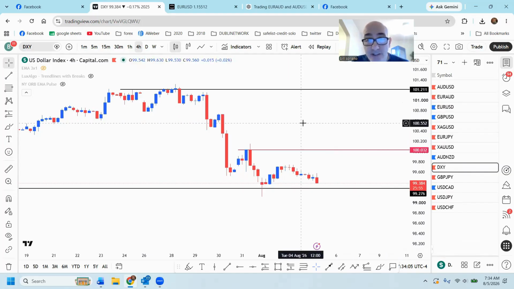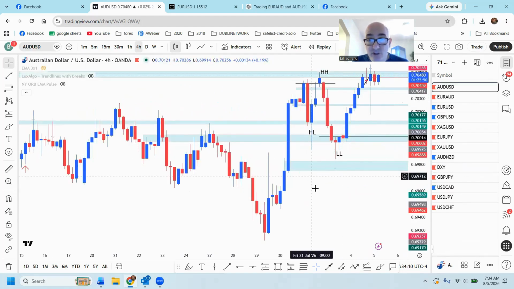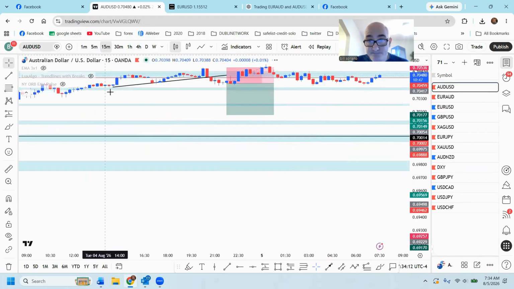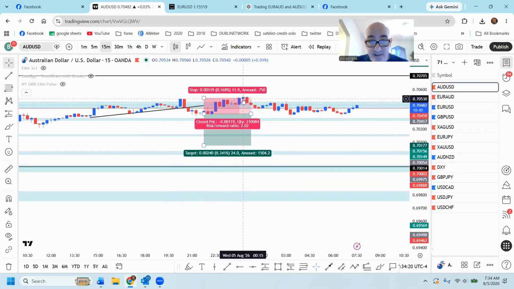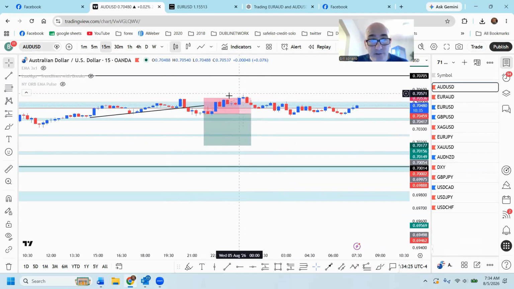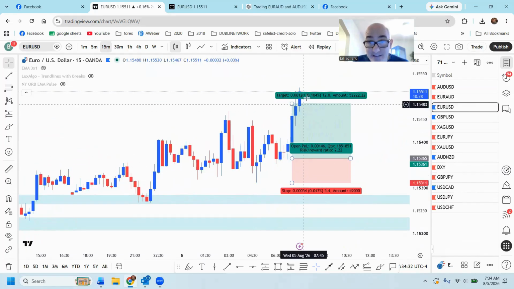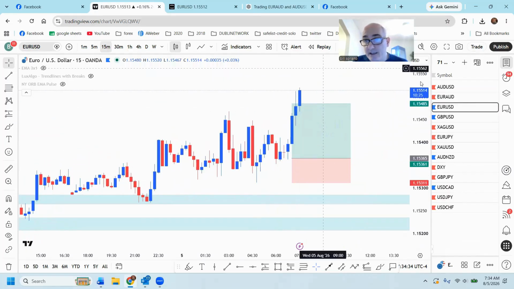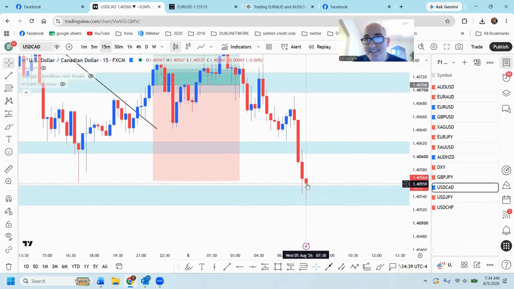Just to show you, I did mark these trades up last night. I did not take them, but just to show you what's going on here, the AUD USD trade would have lost, because right after midnight, price did wick up here and went through our invalidation zone. So that trade would have lost. The EUR USD trade would be winning right now. And the USD CAD trade would also have lost.